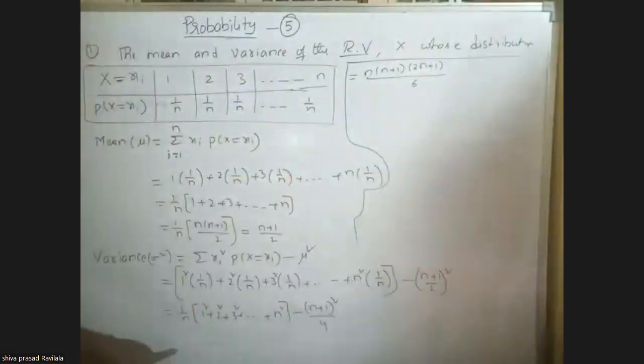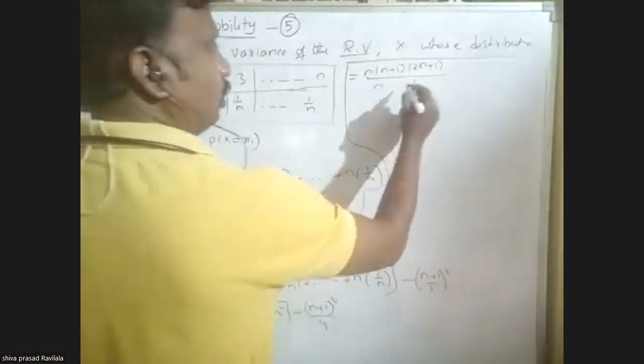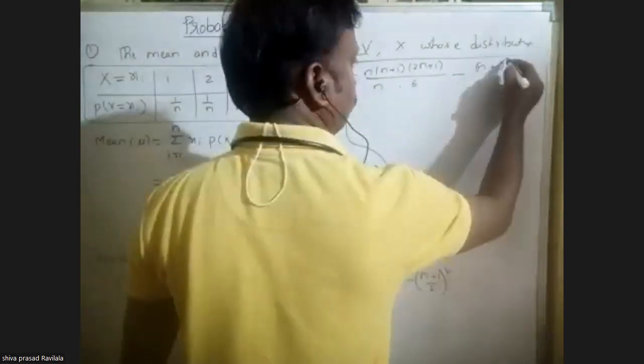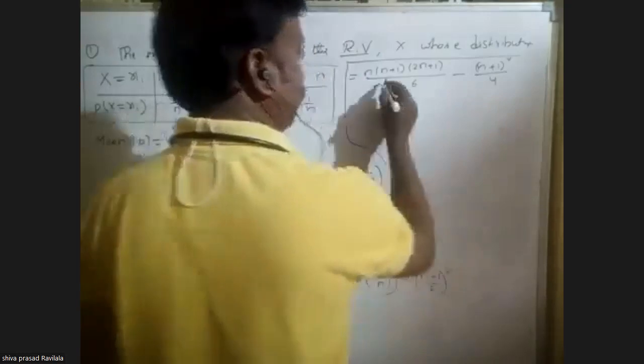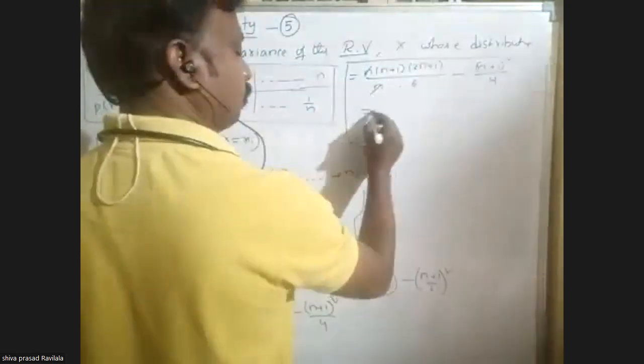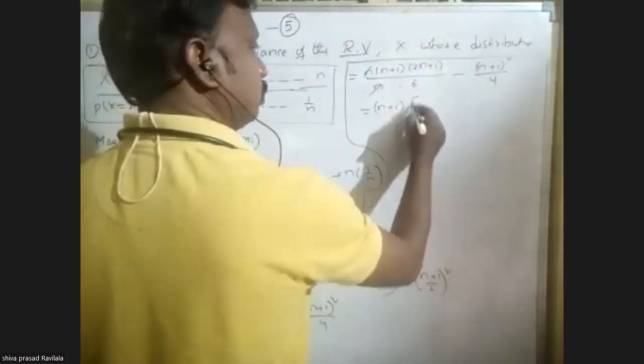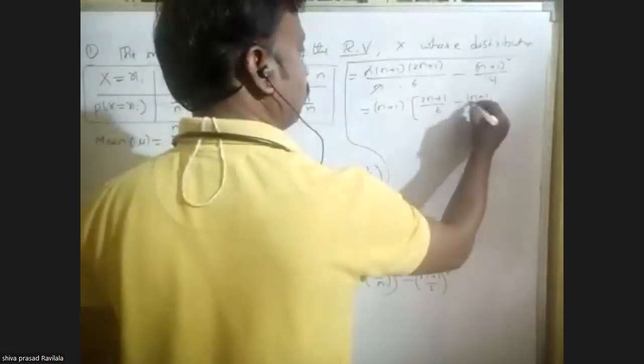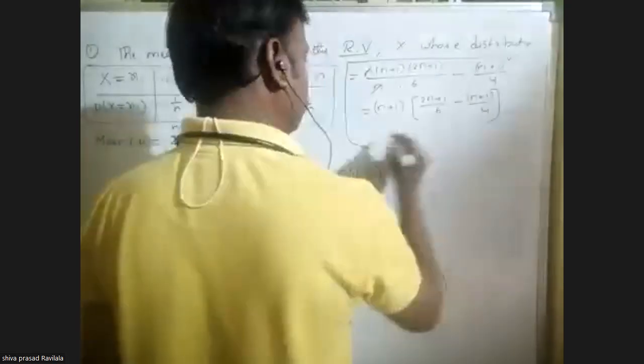And moreover, here 1 by N is there. I am writing this N here, minus N plus 1 whole square by denominator 4. This N cancels. From all this, N plus 1 cancels. You do this one, remaining 2N plus 1 by 6 minus N plus 1 by 4.